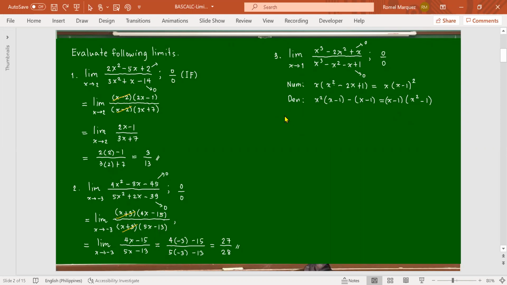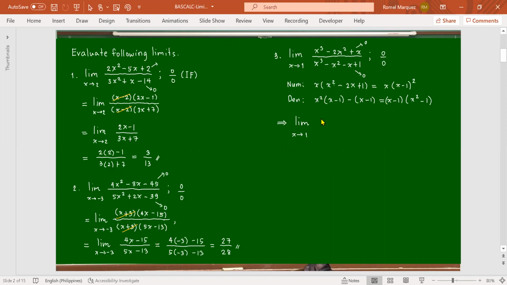Guys, do not put equal, ha? If you write something in between, do not write equal because equal means it is referring to the last line that you wrote. So you just write implication or just have no equal sign. Limit as x approaches 1 of, let's factor this.